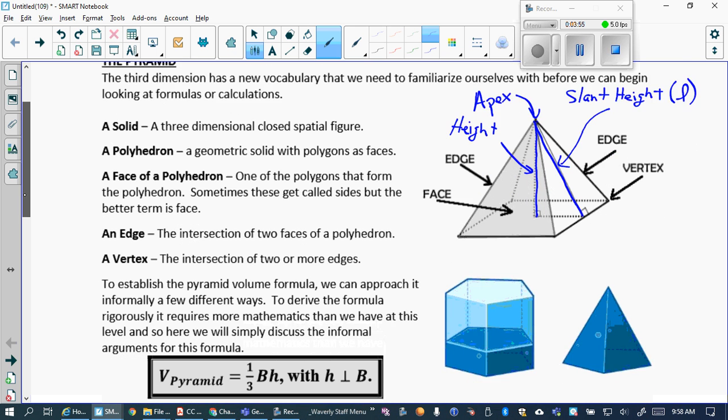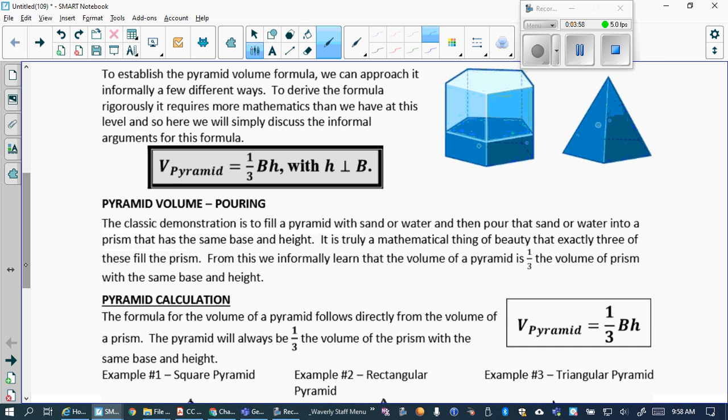So, from the video, the volume of a pyramid is 1/3 of the commensurate prism, right? The same height, the same base area. So 1/3 capital B times H. And again, height and base have to be perpendicular, okay? Capital B again, because we don't know what shape the base is in general, right?